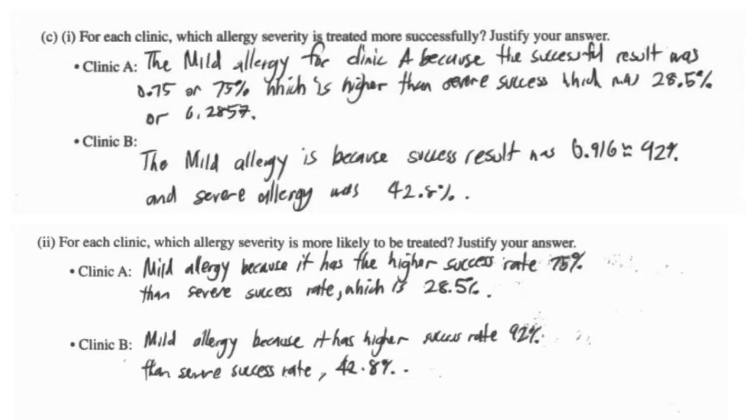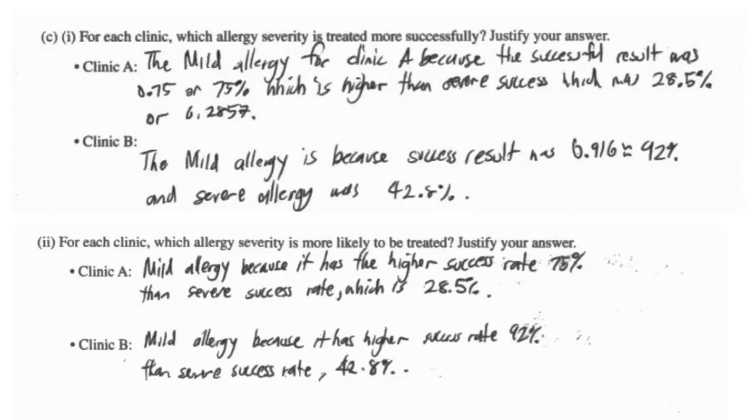Where did you go? Student 3: the mild allergy for Clinic A, because the successful result was 0.75 or 75%, which is higher than severe success, which had 28.5% or 0.2857. Clinic B, the mild allergy, is because success result was 0.91 or 92%, and severe allergy was 42.8%. What do you think about part I?